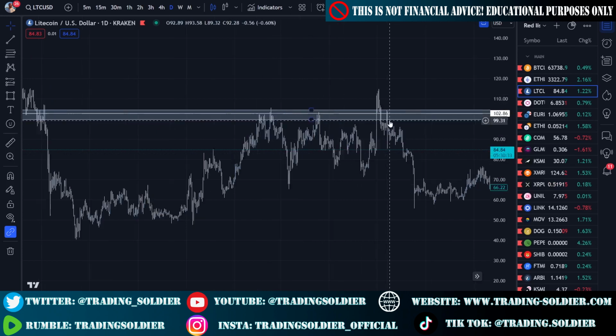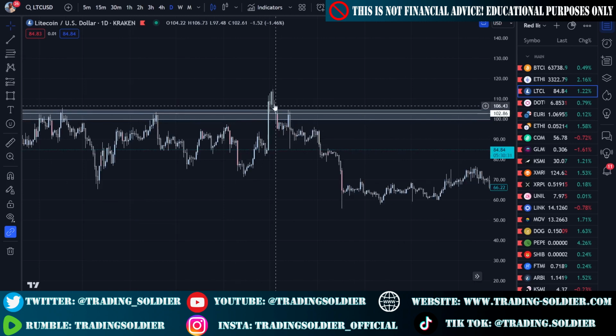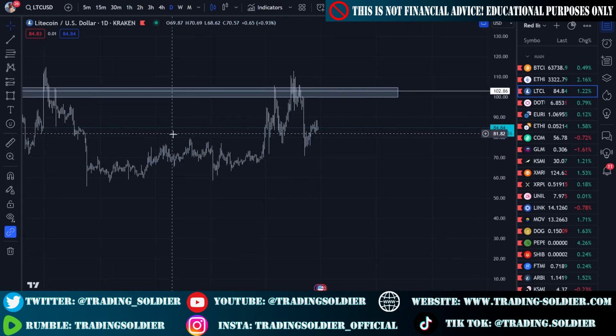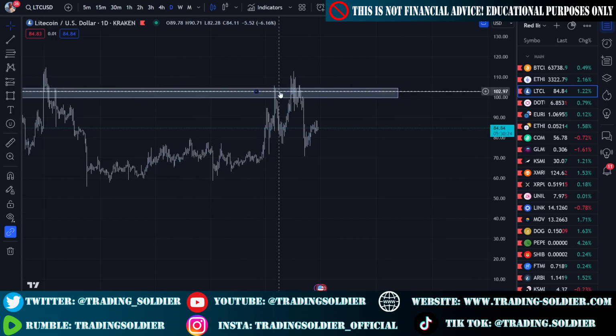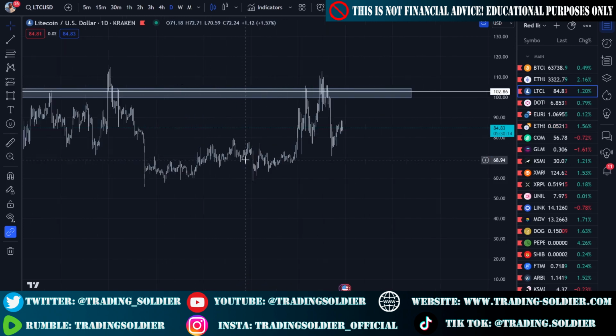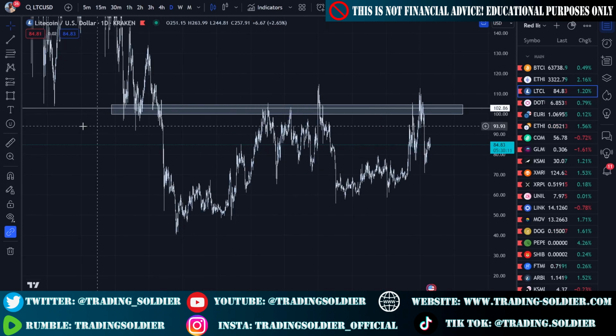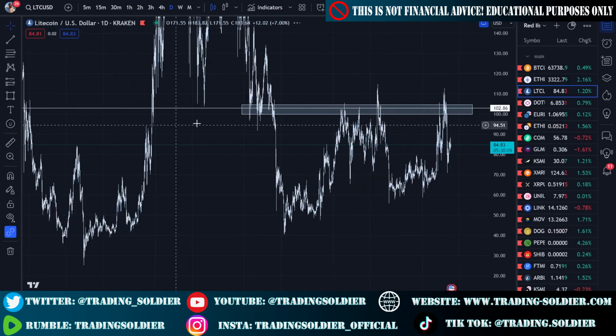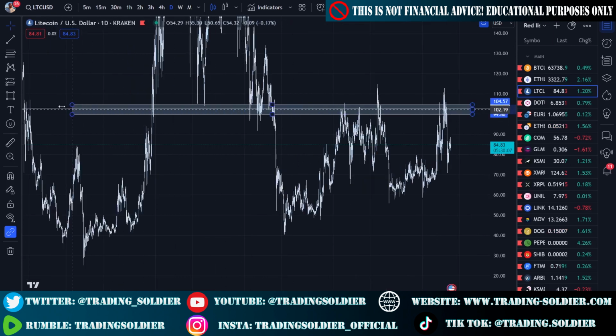Sellers, we have a false breakout here, and then the sellers again sell the asset, and now again we reach this area, supply area, sorry, and again the price is rejected, and again a false breakout, and then the price is rejected. So this area here is a high quality supply area.